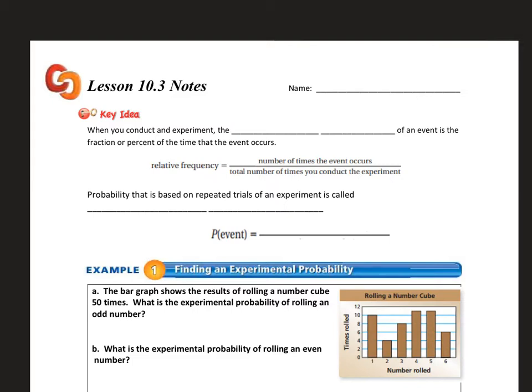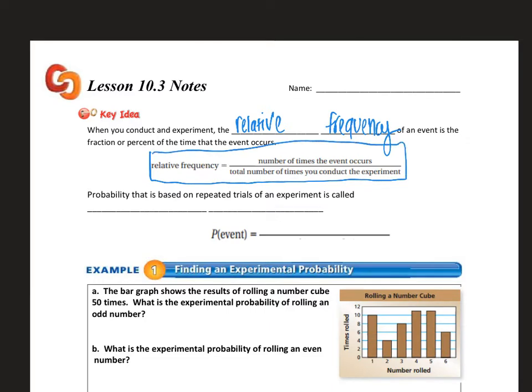Okay, so when you conduct the experiment, the relative frequency of an event is the fraction or percent of the time that the event occurs. You can see we have a formula almost. Relative frequency is equal to the total number of times the event occurs, whatever that event might be, divided by the total number of times you conduct the experiment.